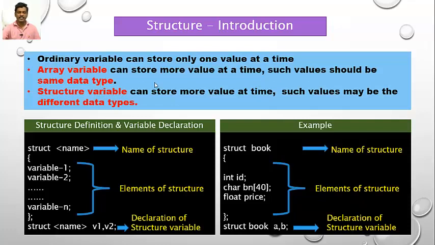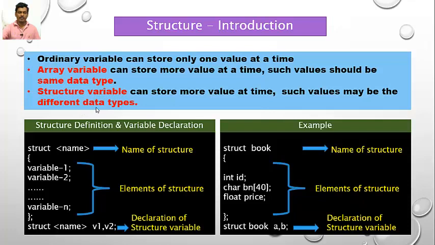If we declare an integer array for 5 locations, like int a[5], it allocates 5 locations, but each location stores an integer value only. In the first location we store an integer, and in the second location we cannot store a float. All locations should store integer values. A structure variable can store more values at a time like an array, but such values may be different data types.